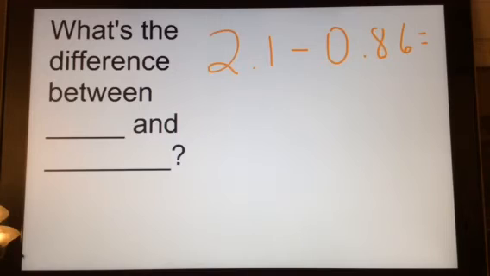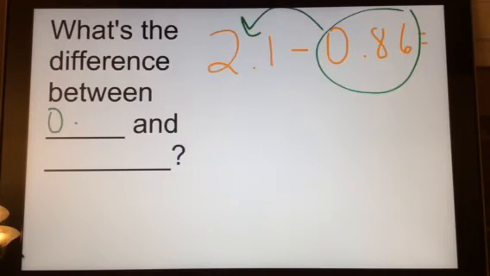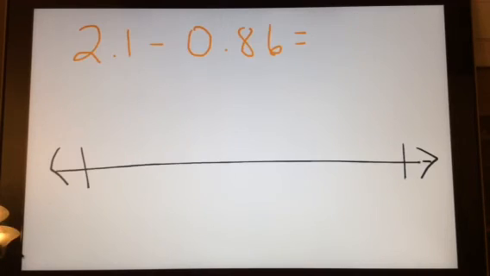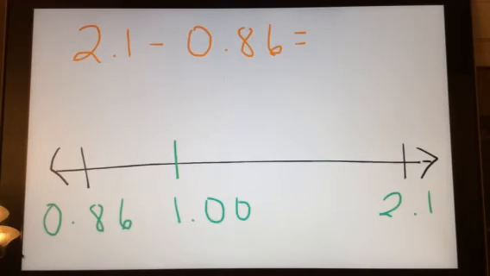Let's move to a decimal number. Same thing applies. What's the difference between 86 hundredths and 2 1/10? Using the number line, again, keeping in mind that our goal is to make 2 jumps, I'm going to jump to 1, and I can write it like that because I can put as many zeros as I can behind it.